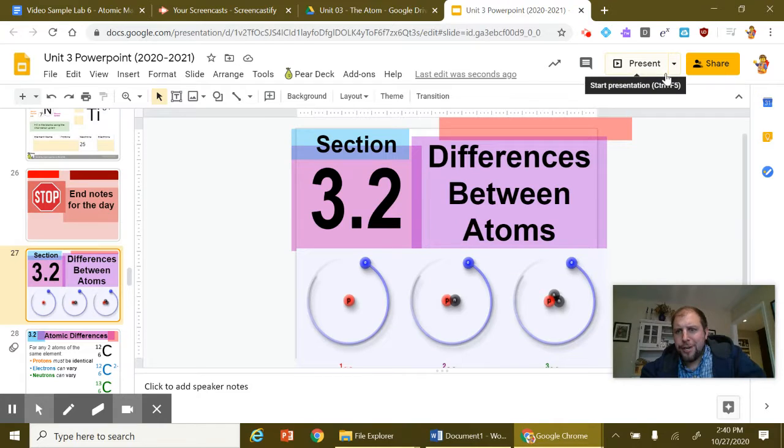Hey guys, Mr. Gucci here, and I'm going to cover the 3.2 notes today, the differences between atoms. Okay, this is our second unit, and there's only three sections in this unit, so we only have one more after this.